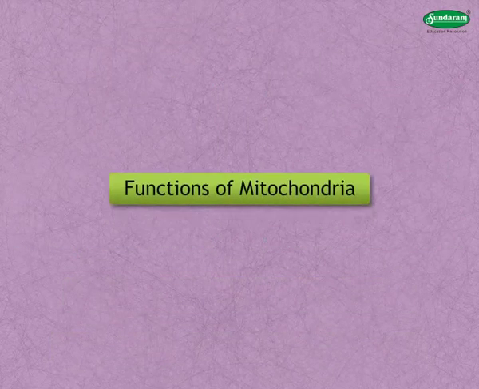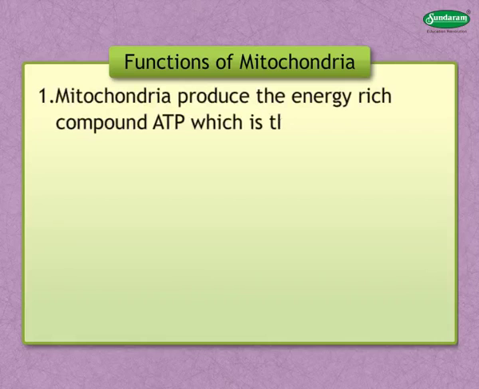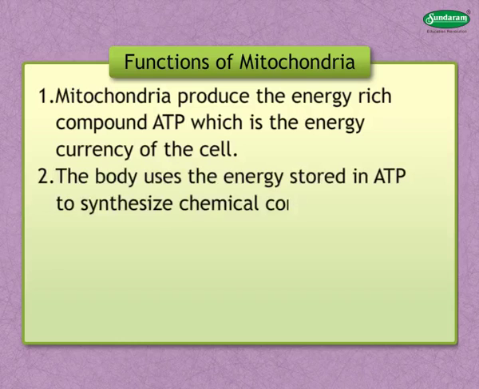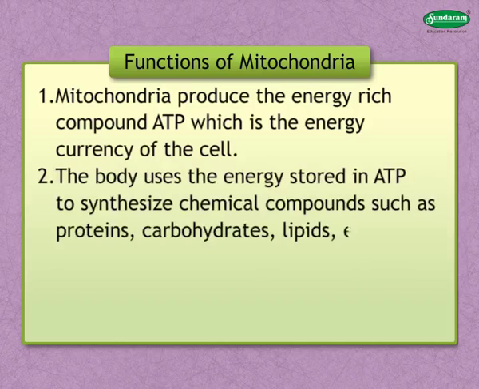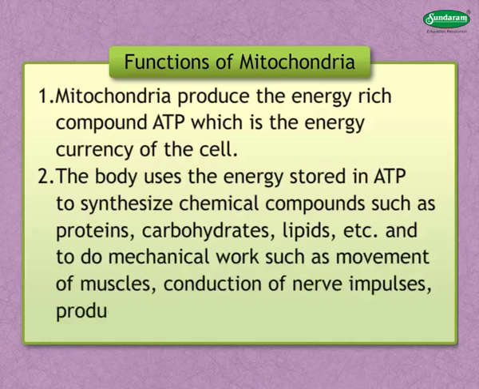Functions of mitochondria. 1. Mitochondria produce the energy-rich compound ATP, which is the energy currency of the cell. 2. The body uses the energy stored in ATP to synthesize chemical compounds such as proteins, carbohydrates, lipids, etc., and to do mechanical work such as movement of muscles, conduction of nerve impulses, production of heat, etc.